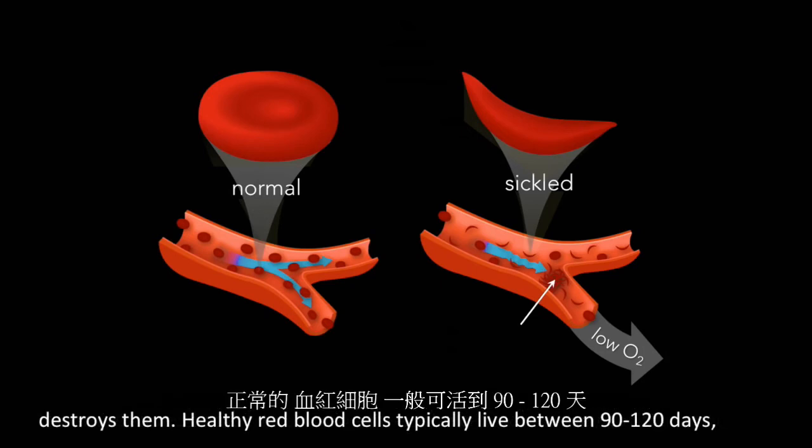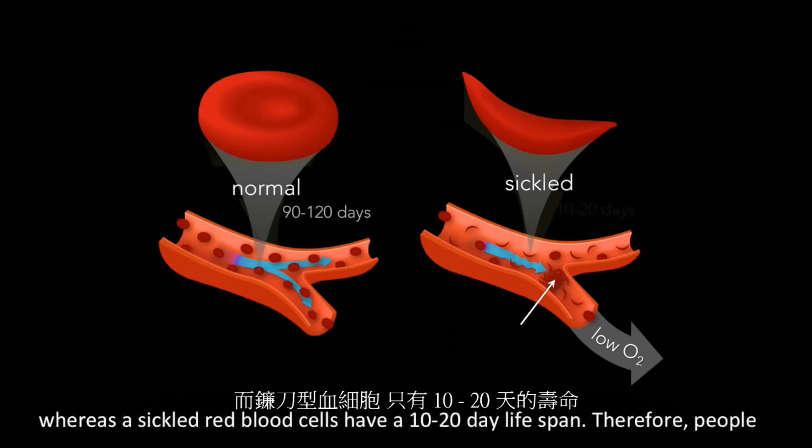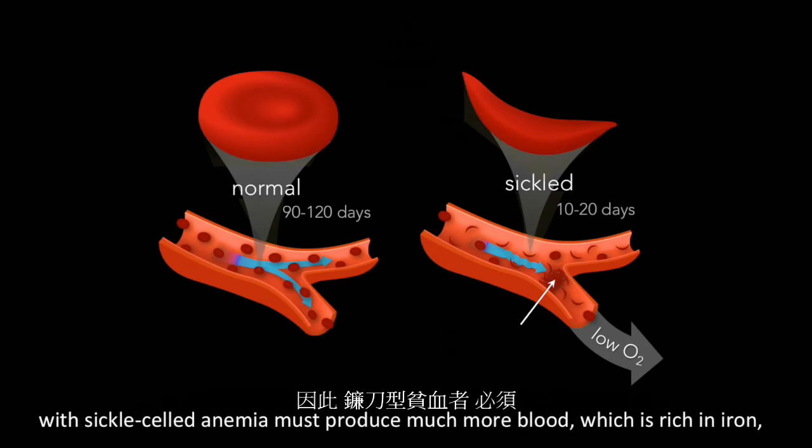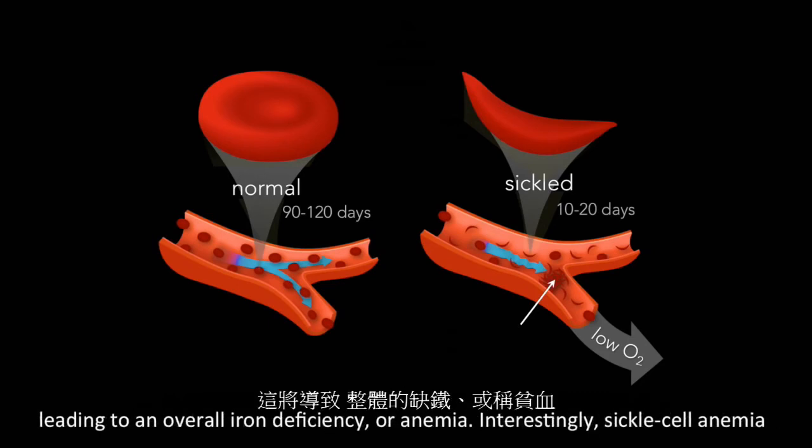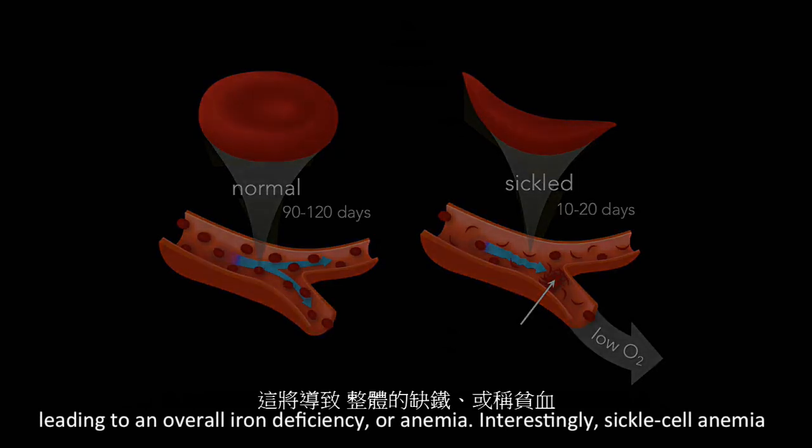Healthy red blood cells typically live between 90 and 120 days, whereas sickled red blood cells have a 10 to 20 day lifespan. Therefore, people with sickle-cell anemia must produce much more blood, which is rich in iron, leading to an overall iron deficiency, or anemia.